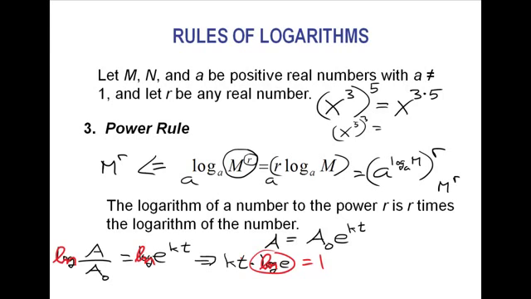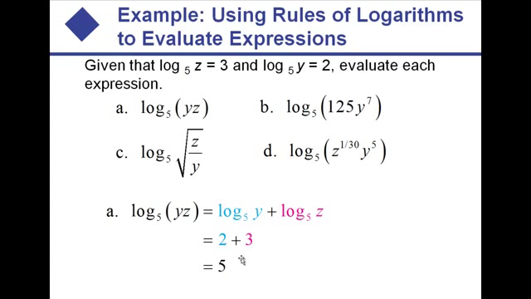Let's look at some other examples. If we're given that log base 5 of z equals 3 and log base 5 of y equals 2, we can now evaluate any of these combinations of things by just using the rules and splitting them up. The first one, very simply, right, we're taking a log of a product, so it becomes a sum of those two logs. And now we know that log base 5 of y is 2, log base 5 of z is 3, so we get 2 plus 3, and the answer is just 5.